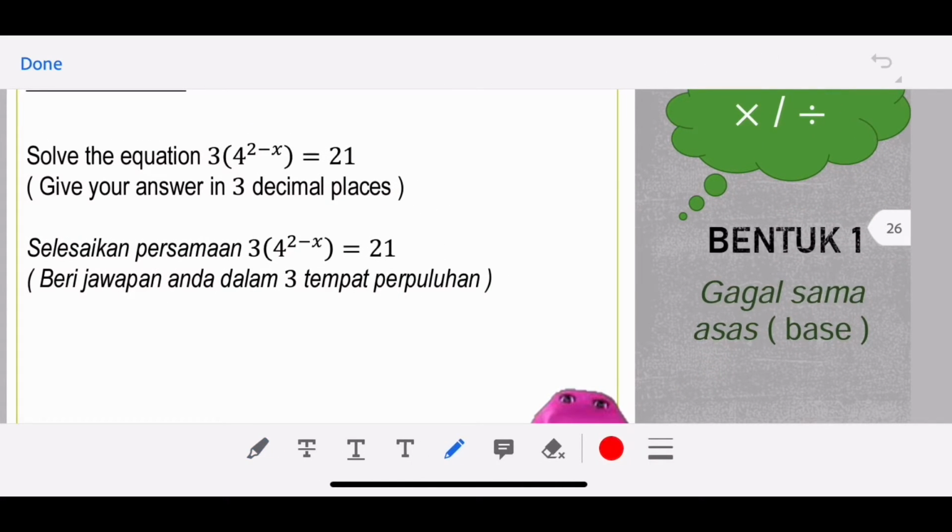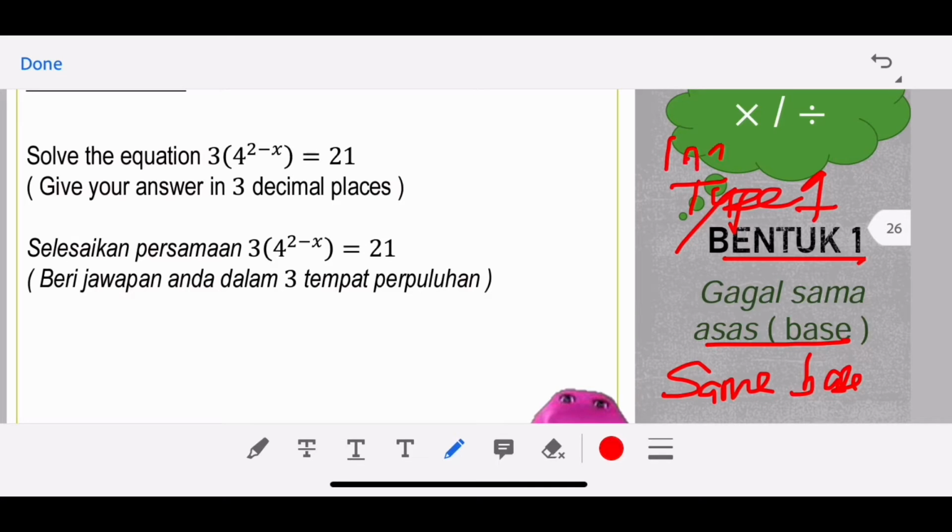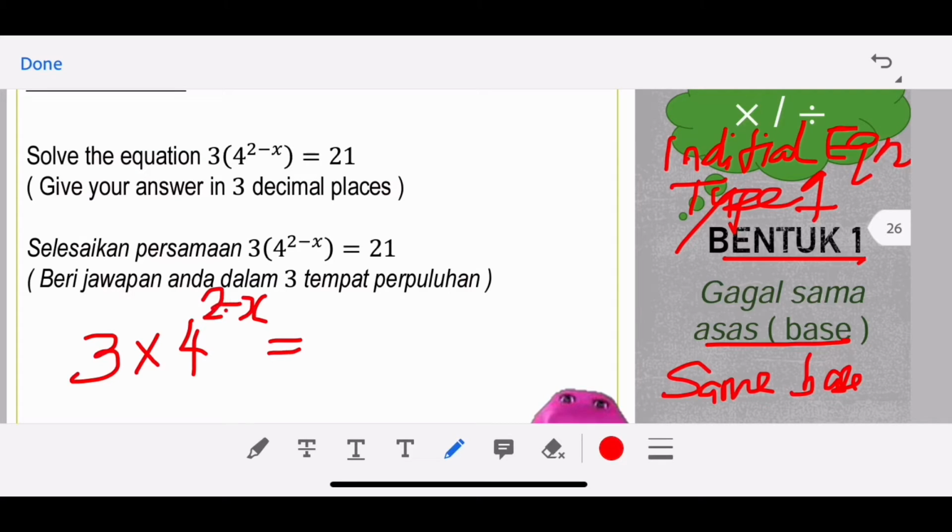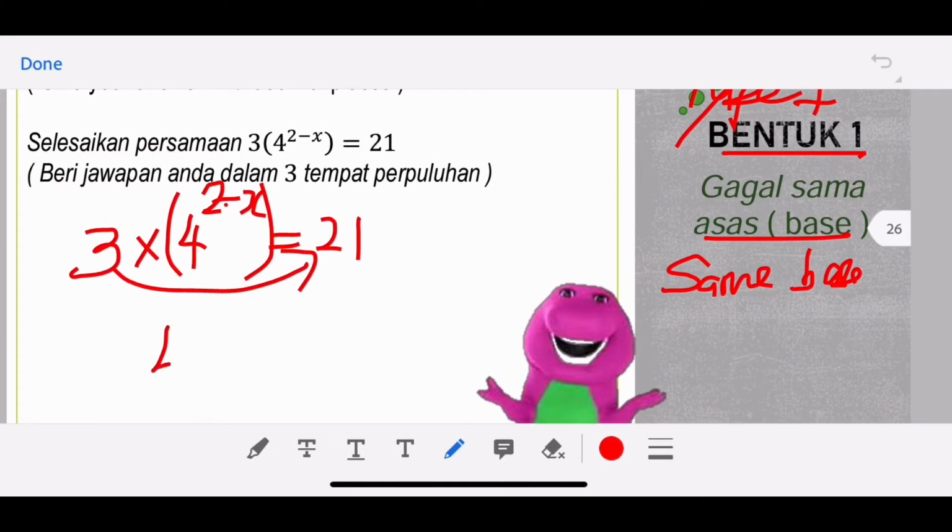Now for this question, you notice that we still need to make sure the base is the same. Firstly, you take the 3 and bring it to the right, so you divide 21 by 3. When you see a number, you solve the number first, so you have 21 over 3, which is 7. So now we write down 4 to the power of 2 minus x equal to 21 over 3, so it's 7. So 4 to the power of 2 minus x is equal to 7.